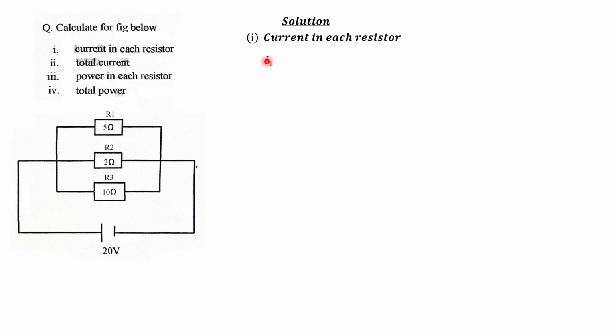So I1, that is the current flowing through resistor R1, is equal to V over R1. V here is the supply voltage, since it's common. So this is equal to 20 over 5, or 20 divided by 5, and that is going to give us 4 amps. So I1, the current flowing through resistor R1, is equal to 4 amps.